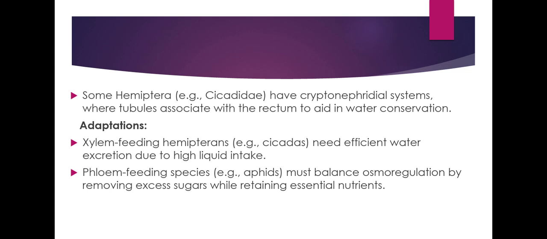Some hemiptera, for example Cicadidae, have cryptonephridial systems where tubules associate with the rectum to aid water conservation. Adaptation: xylem feeding hemipterans, for example cicadas, need efficient water excretion due to the high liquid intake in their diet. Phloem feeding species like aphids must balance osmoregulation by removing excess sugar while retaining essential nutrients.